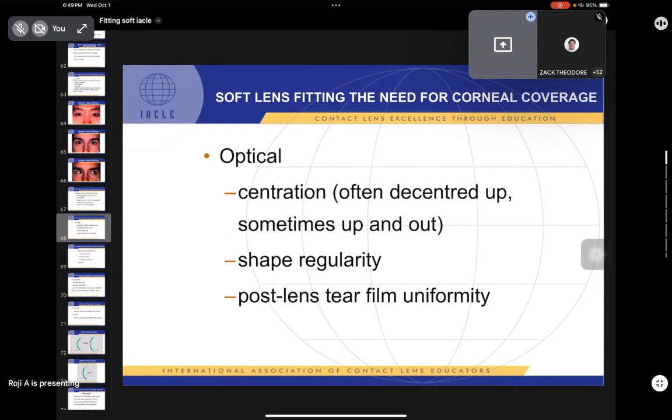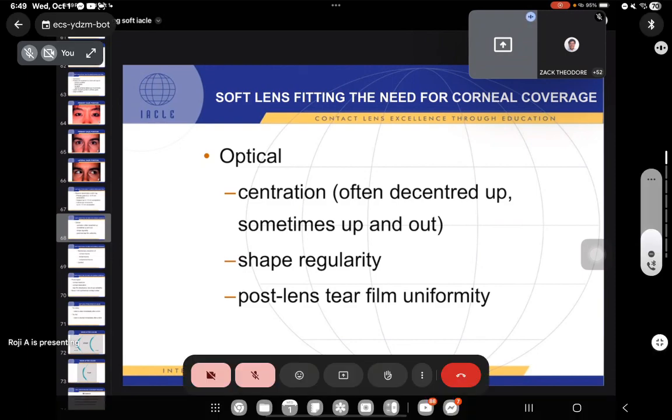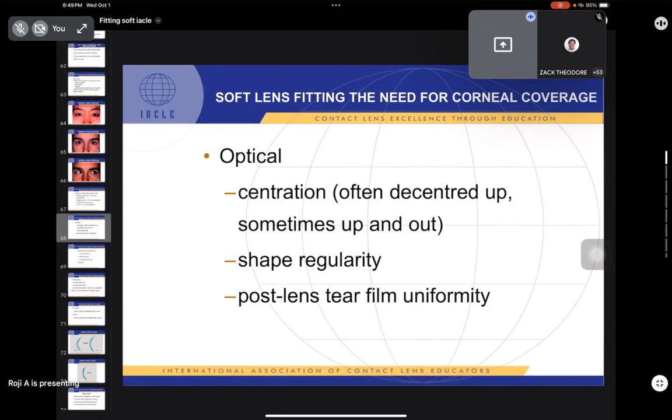Next, for the centration, of course, often is centered up, sometimes up and out. So it's okay. It's acceptable as long as it's point. Remember, if primary gaze, 0.2 to 0.7 is good. Looking up, 1.5. Looking laterally, also 1.5 millimeter is acceptable. So you look at the shape, whether there's warpage. If there's warpage, then that's a problem. Posterior film should be uniform. Not much of a problem when it comes to soft contact lens because it conforms to the shape of the cornea. Correct? Zach? Correct?